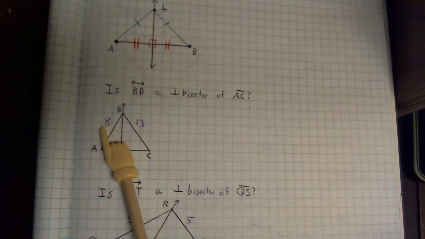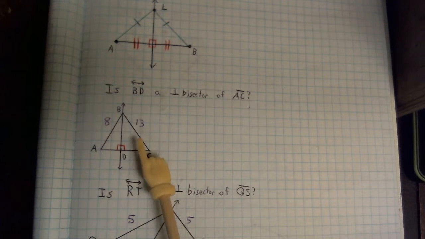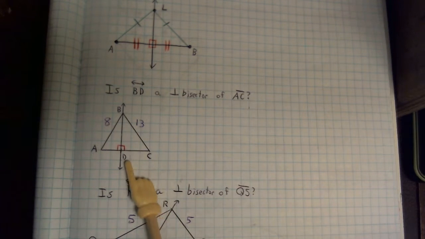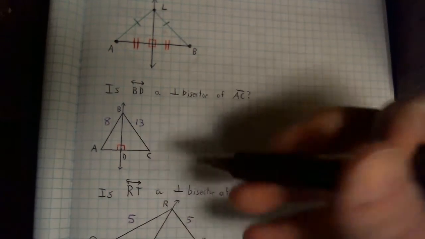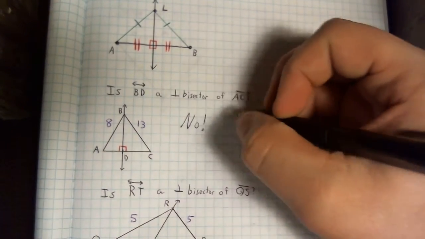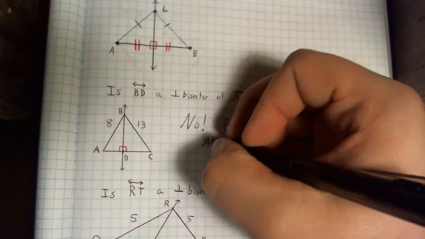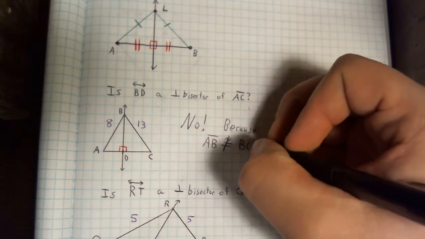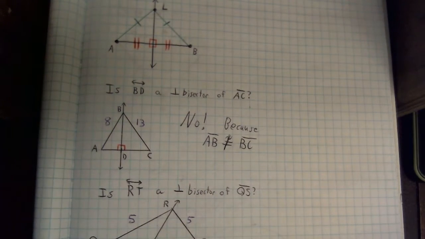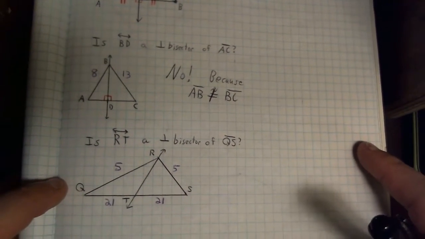But look, the distance from B to A is 8, where the distance from B to C is 13. So they're not congruent to each other. That means B is not on a perpendicular bisector. So the answer for this question would be no, because AB is not congruent to BC. They would have to be in order for it to be a perpendicular bisector. Let's check out this other example.